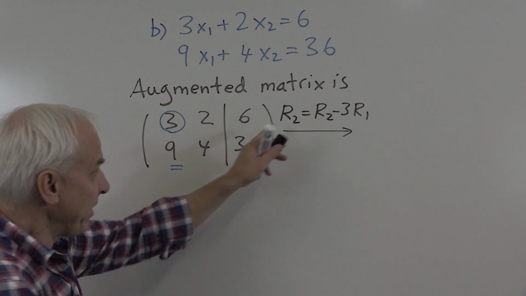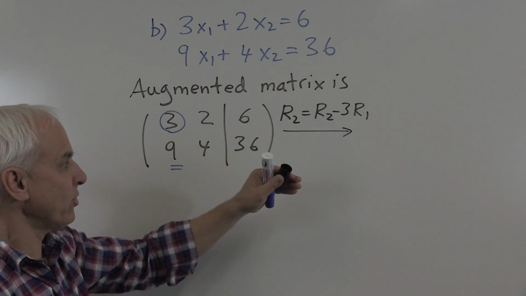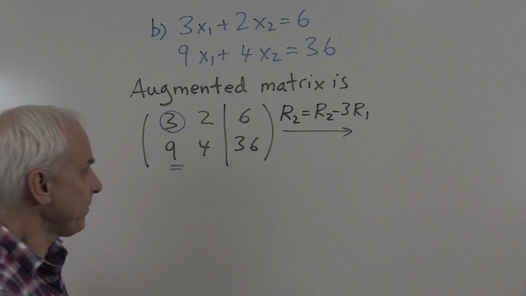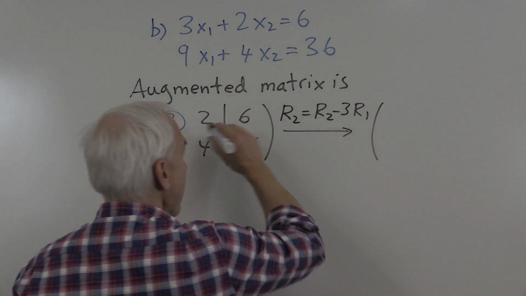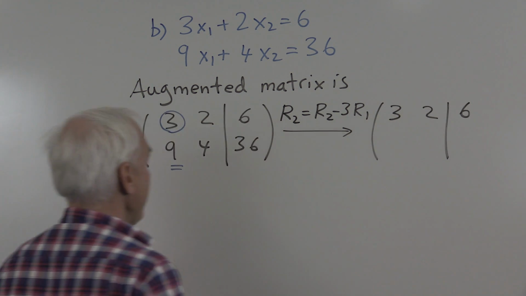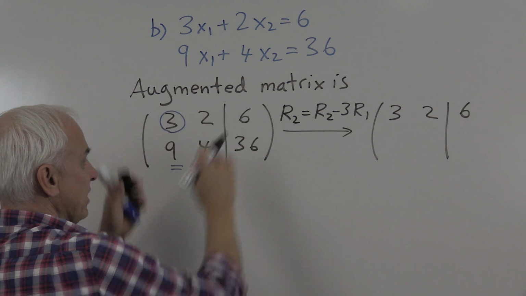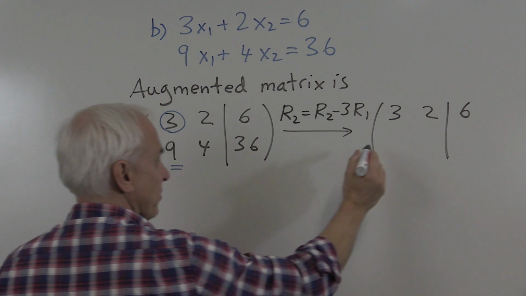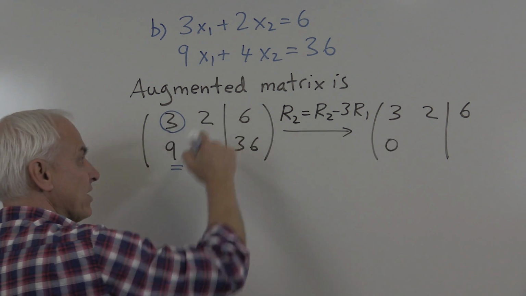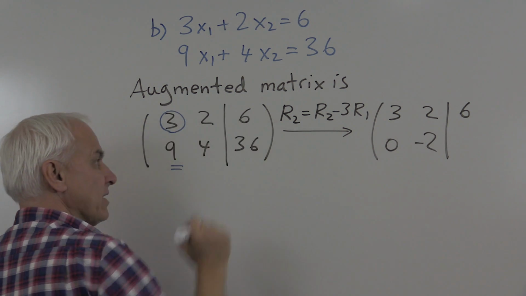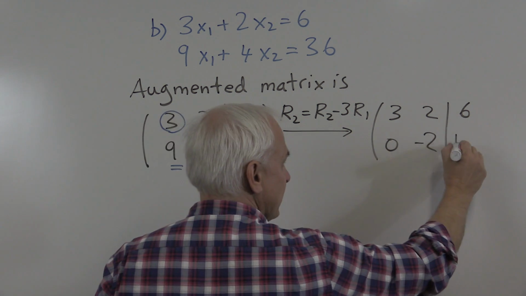It's telling us that we're going to replace row 2. So the new row 2 is the old row 2 minus 3 times the old row 1. And row 1 doesn't change. 3, 2, 6 is still there. And now this row minus 3 times the first row: 9 minus 3 times 3 is 0, 4 minus 3 times 2 is minus 2, and 36 minus 3 times 6 is 18.